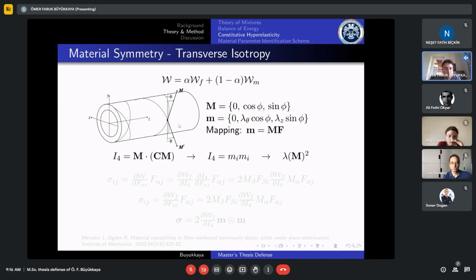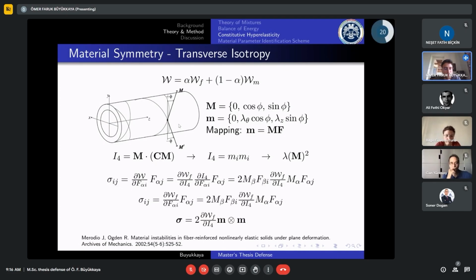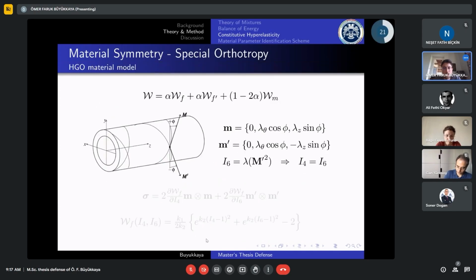Here I4 represents the invariant in the direction of the vector. At this point we refer to Merodio and Ogden for this, and this is actually equal to the square of the stretch ratio in the direction of fibers. By using the dependency of W on I4, we expand the general definition of the Cauchy stress tensor, and by evaluating the derivatives, we arrive at the contribution of the first family of fibers as shown here.